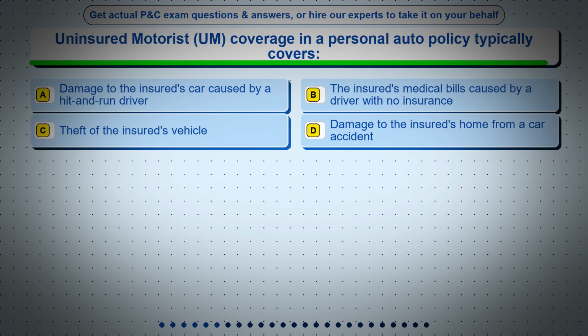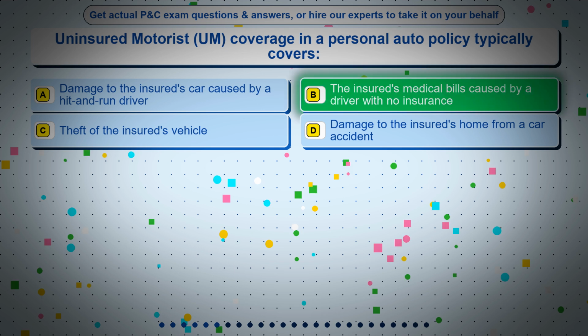Question 6. Uninsured motorist coverage in a personal auto policy typically covers: Option A. Damage to the insured's car caused by a hit-and-run driver. Option B. The insured's medical bills caused by a driver with no insurance. Option C. Theft of the insured's vehicle. Option D. Damage to the insured's home from a car accident. The correct answer is option B.